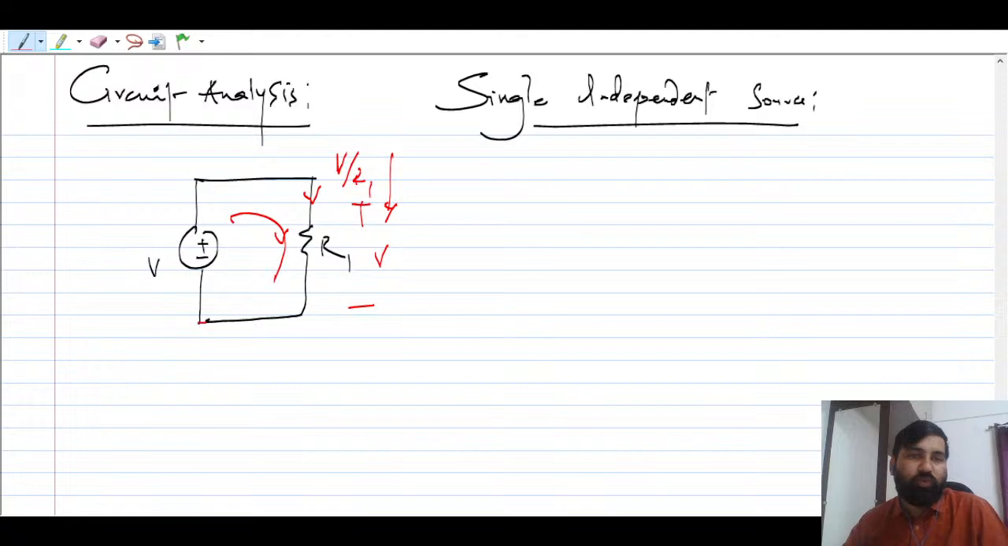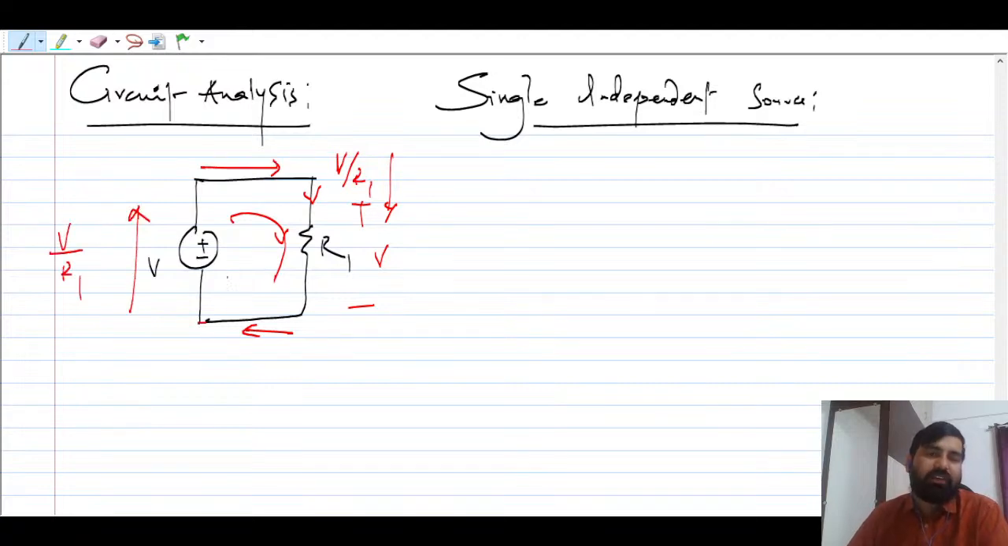In case of a loop, here you don't have to apply the KCL or KVL, since there is a single independent source, and you can quickly find out the current. This current is going to be rotating here, V by R1, and the current will be moving like this. Please remember that.